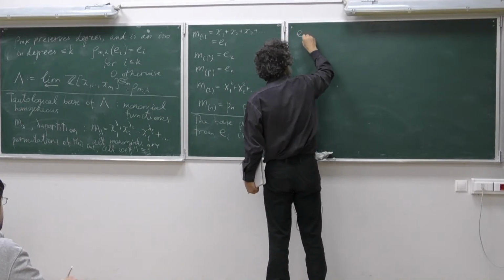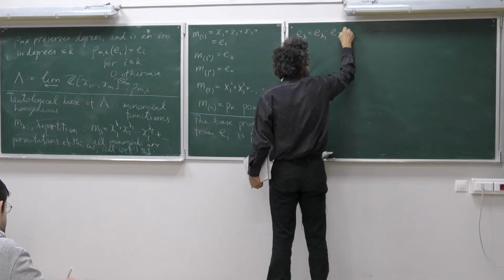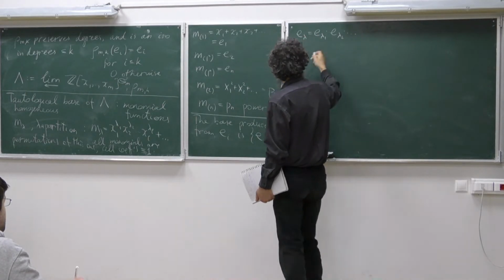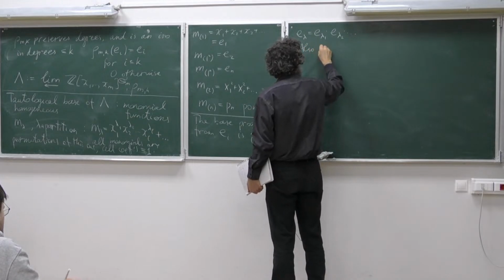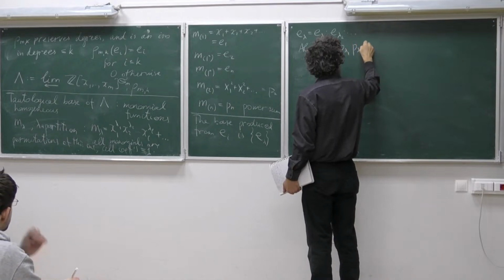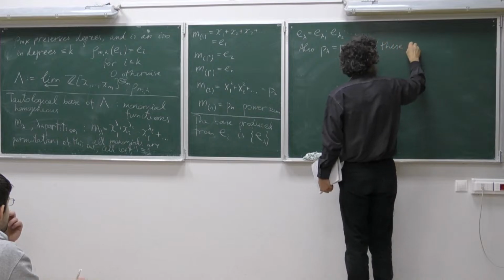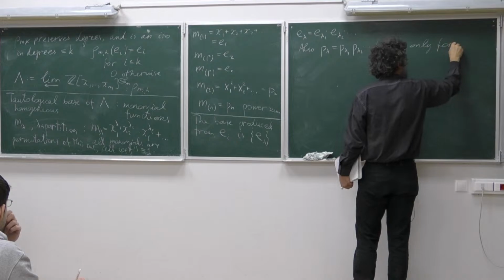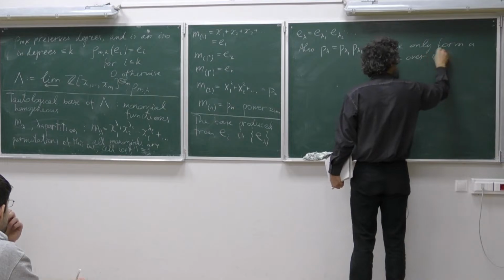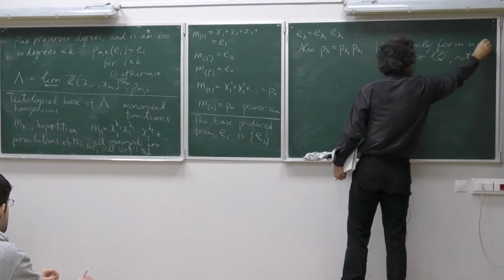So E lambda is just E lambda 1 times E lambda 2, and so on. Well, in fact, also we could define P lambda by the same formula. It's P lambda 1, P lambda 2, and so on. But these only form a base over rational numbers, not over integers.